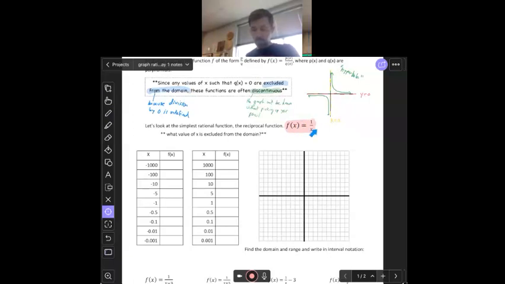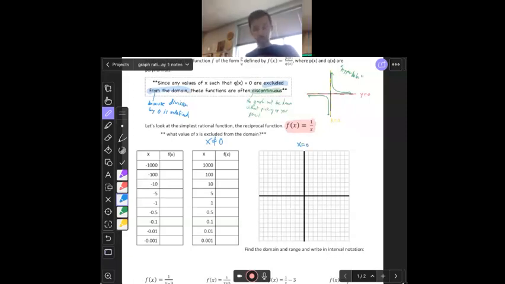So yeah, we're still just looking at this one, right? The parent function. And I already asked you guys this, and Mason said what number we're not allowed to use as x is 0. And so what that means is that x can't be 0, right? And this is how we say that x is not allowed to be 0. X cannot equal 0. And what that creates is that vertical asymptote.